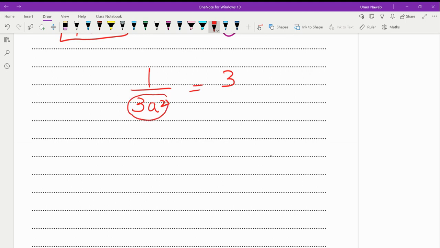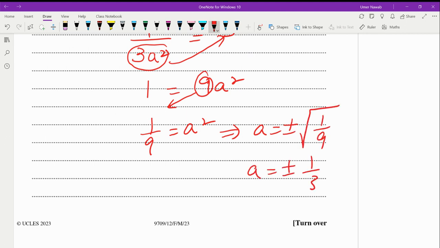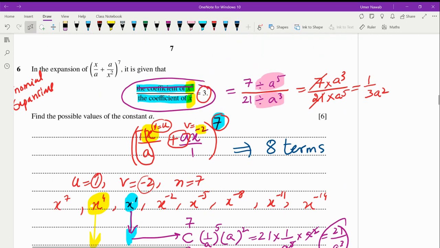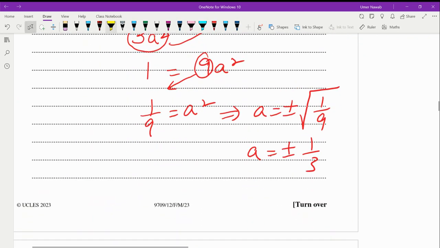Can I just do the cross multiplication? So 1 equals 9a squared, and then I bring 9 down. So 1 over 9 equals a squared. Take the square root with plus minus signs, 1 over 9, and I'm going to get plus minus 1 over 3. Is he asking values of a or value of a? He's asking values of a. So both answers are our answers. No answer is going to be neglected.